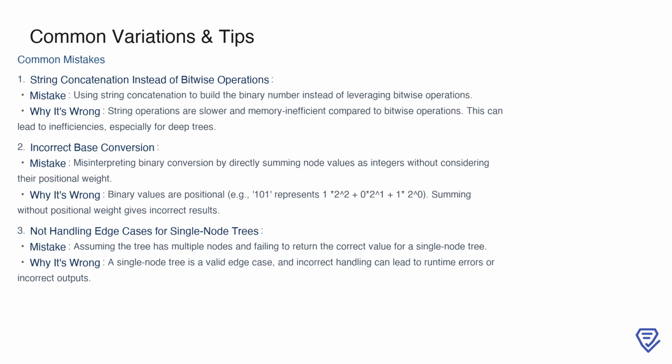Finally, overlooking edge cases like single-node trees can cause issues. A tree with only one node is entirely valid, and failing to handle this scenario properly might result in runtime errors or wrong outputs. Always account for these nuances in your implementation.